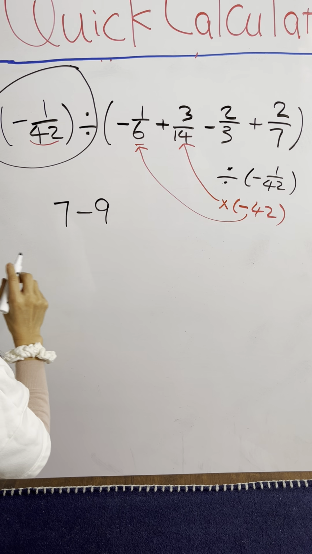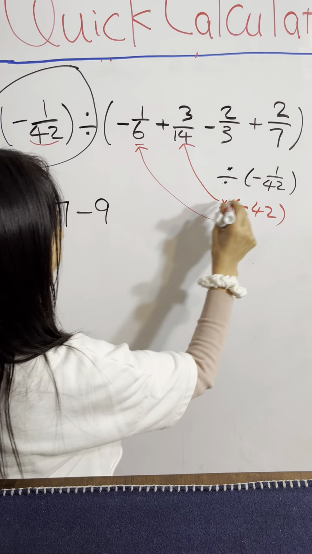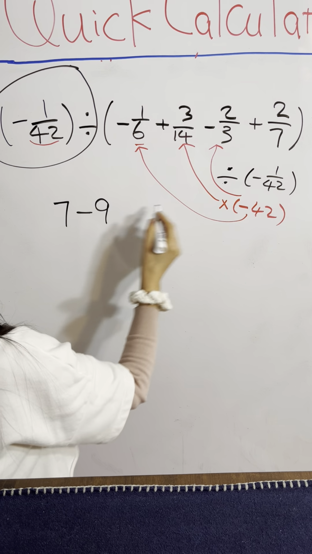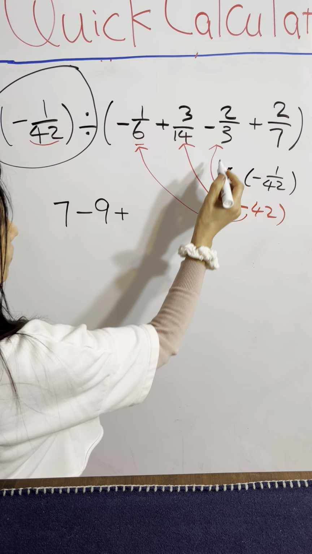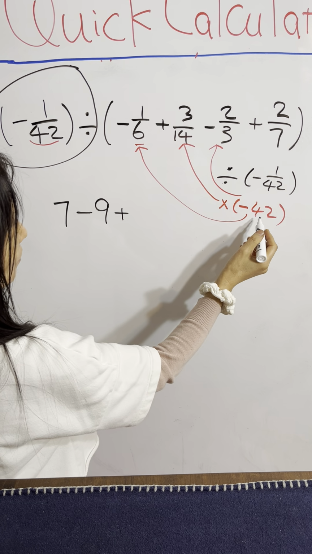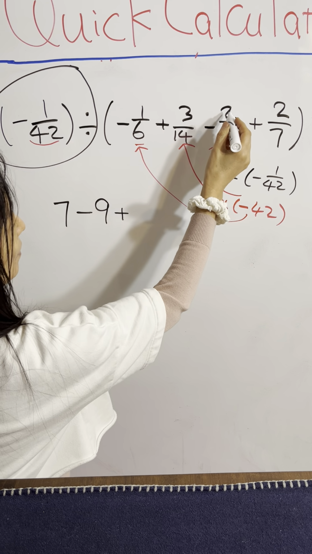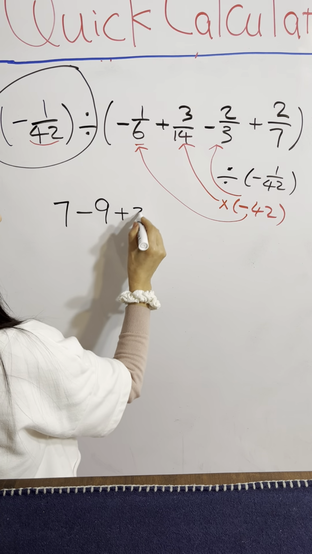So that's -9. Then I multiply this one, -42, with this one. Negative times negative, positive. 3 times 14 is 42. Right? So 3 goes to 42 14 times. 2 times 14, 28.